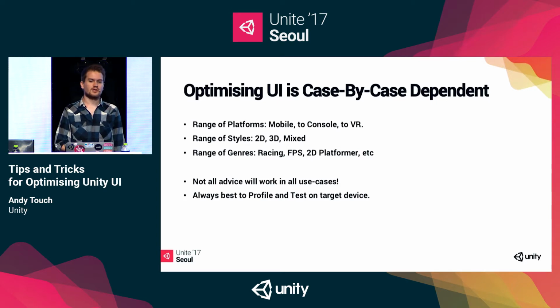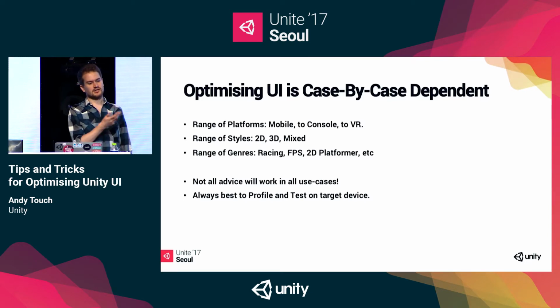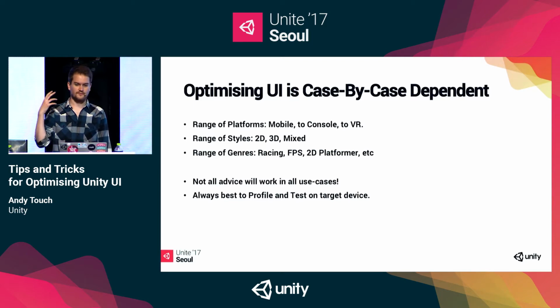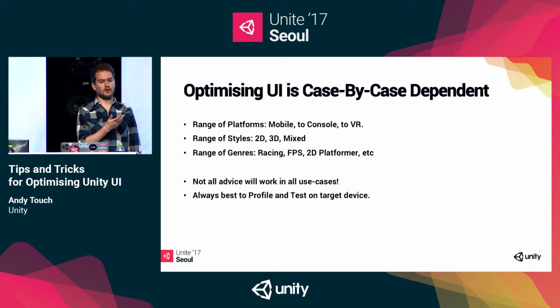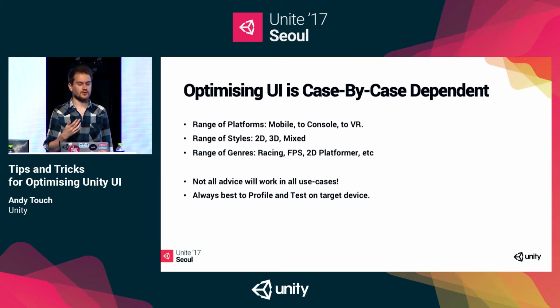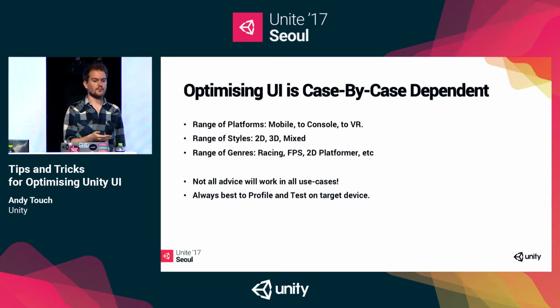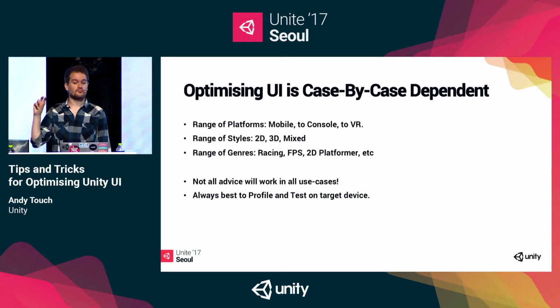The main trouble is that optimizing UI is case-by-case dependent. For example, a low-end Android device is going to have very different problems or very different issues to, for example, VR or a console game, Nintendo Switch. They all have their own different issues. Another problem is there's a range of styles. A 2D RPG on a mobile is going to have very different problems with UI in performance to a 3D racing game on console. For example, a 2D RPG on mobile is going to use a lot of text and a lot of effects, whereas on a racing game, you may have a lot of dials or sliders that are changing, but they are more static.